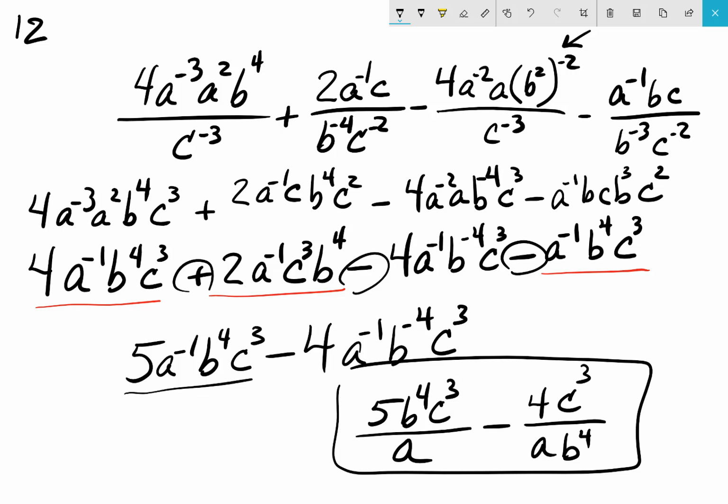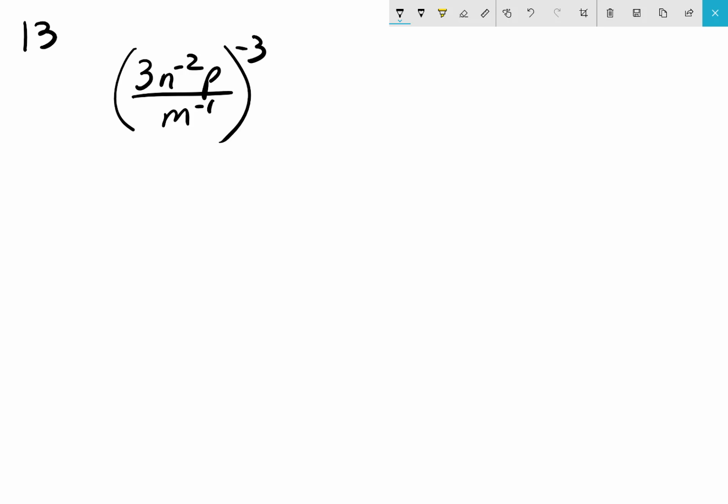All right, let's look at number 13. Here you have these two big fractions, 3n to the negative 2p over m to the negative 1, and all of that is being raised to the negative 3 power. And now you are multiplying by m squared p squared over n cubed, and all of that stuff is being raised to the negative 2 power.